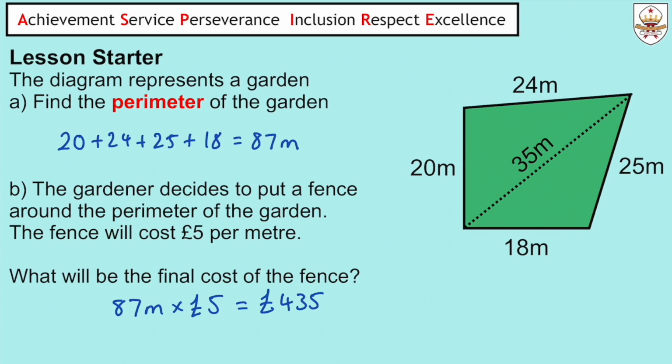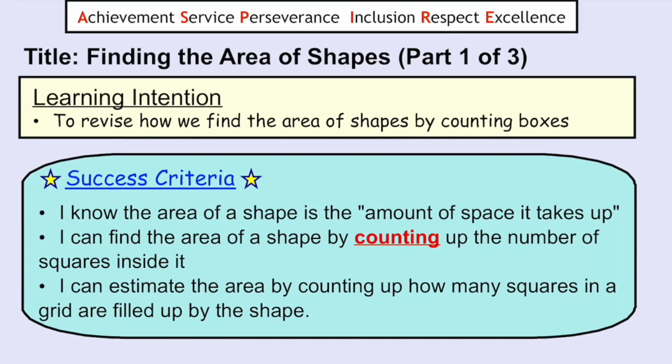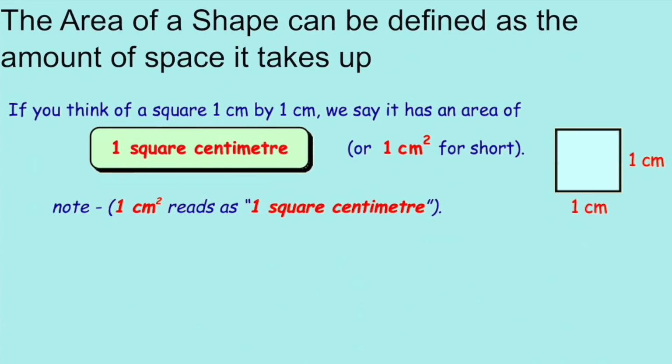We're going to now move on to the learning intentions. For this lesson, as I mentioned, we're going to be looking at finding the area of shapes, and we're going to do that by counting up boxes. We're also going to just quickly have a look at what area is, and we're going to look at how we can estimate the area of a shape by seeing roughly how many squares it fills up. Let's move on to some notes.